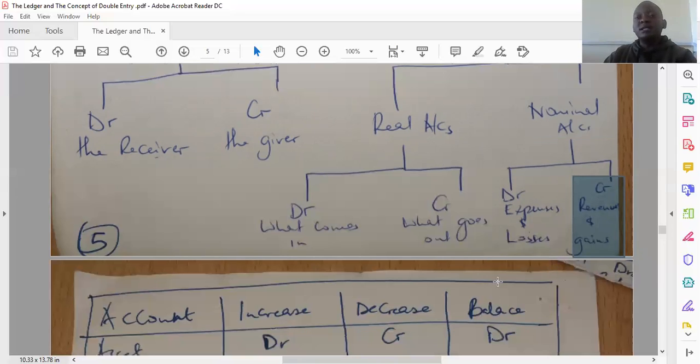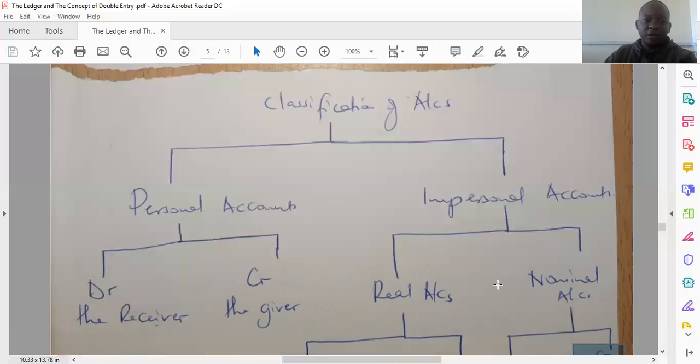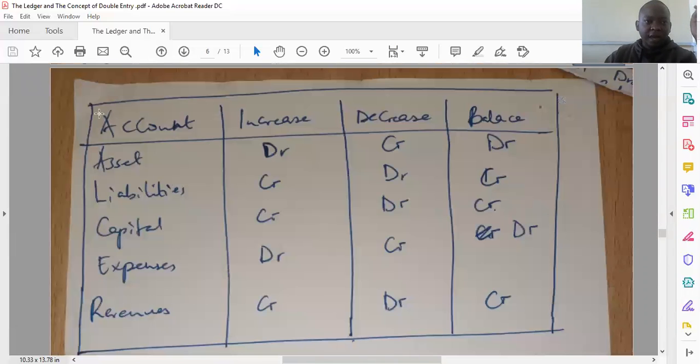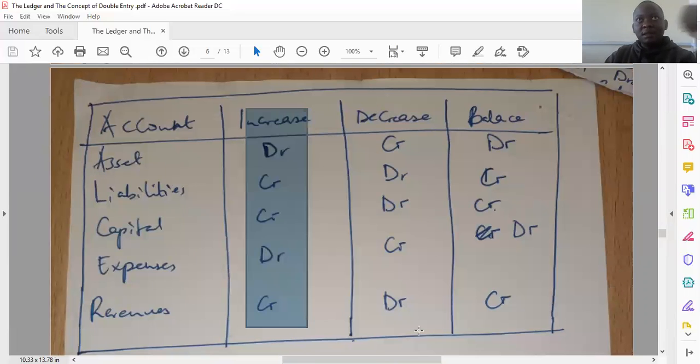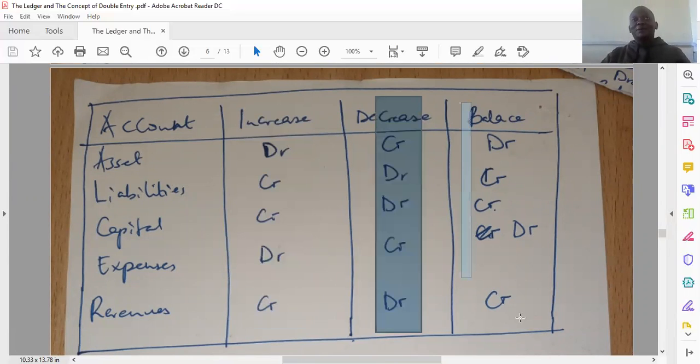So we can summarize these charts of accounts in the following table. We have the account column. We have, in case of an increase in an account, in case of a decrease in an account, in case of the balance in an account.